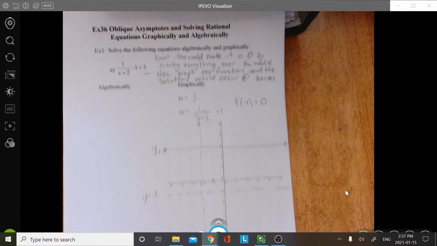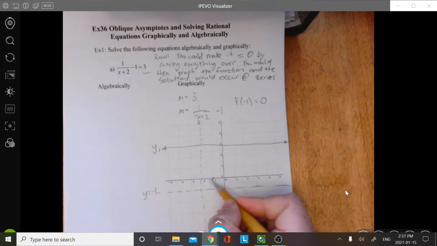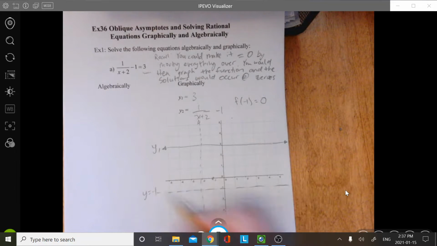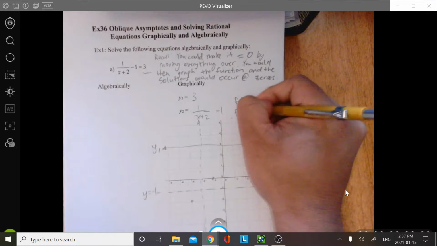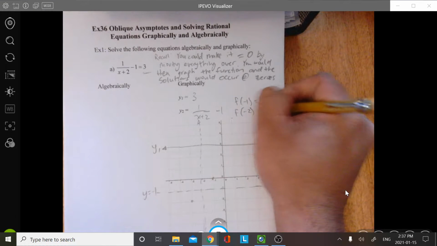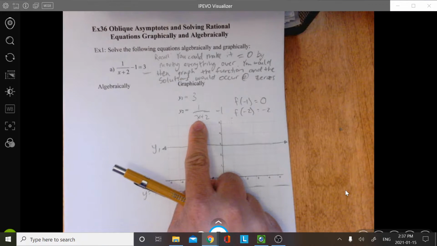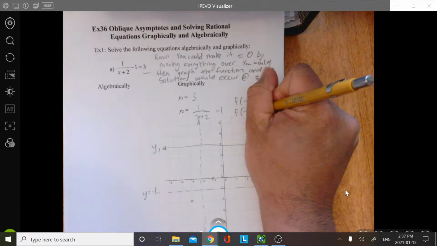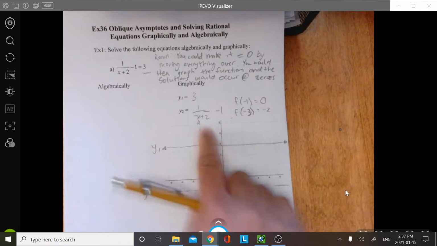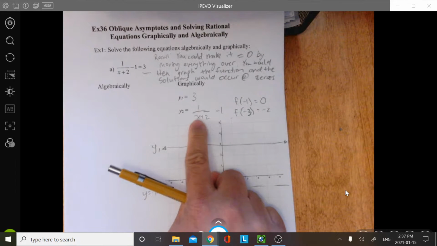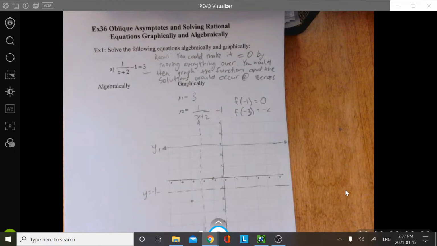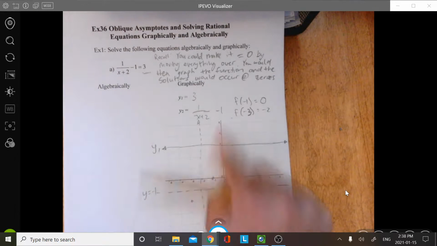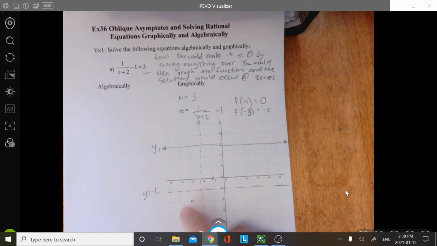And then again, using my symmetry rules, I can tell that if this is a point on my graph, then f of negative 2 is going to be at negative 2, right? And again, substitute negative 3. f of negative 3 is negative 1 divided by negative 1, which is negative 1, and then negative 1 subtract 1 is negative 2. And again, you could use symmetry.